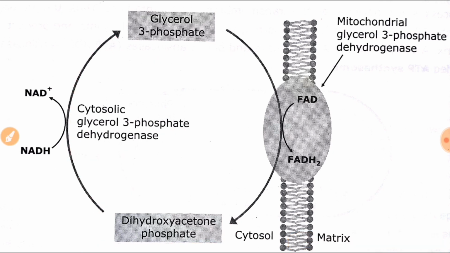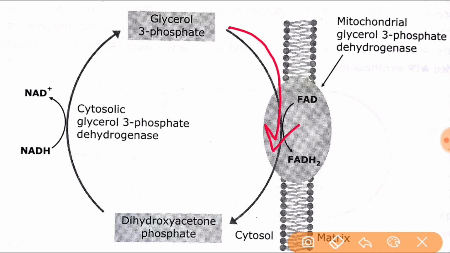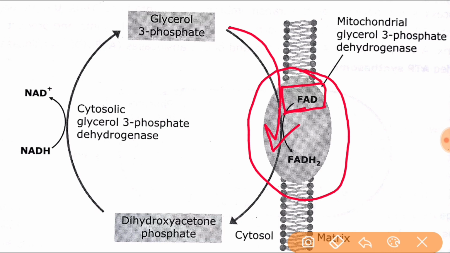So this glycerol 3-phosphate now reacts with the enzyme. This is a membrane bound enzyme which is called glycerol 3-phosphate dehydrogenase. So glycerol 3-phosphate donates the electron to the FAD that is already bound to the membrane of the mitochondria, and in this way there is formation of FADH2.